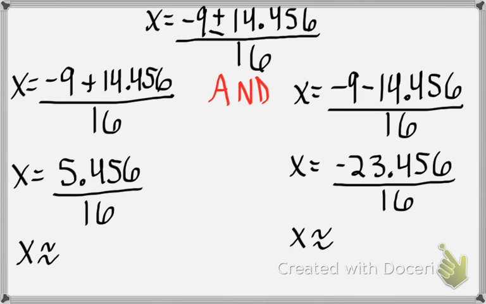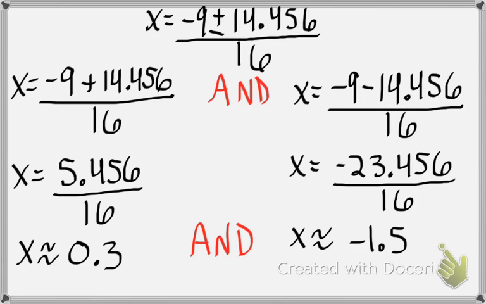So this first one on the left, if you divide that, you can get approximately 0.341, which is about 0.3. So one of your answers is that x equals 0.3. That'll be one of your x-intercepts. Do the same thing for the other one. And the other one comes out to negative 1.466, which is approximately negative 1.5. So there you go. You found your two answers for x. Those are your two solutions to your quadratic equation.